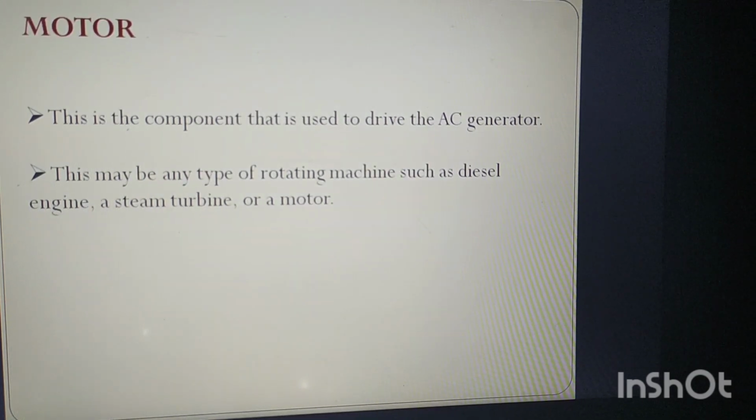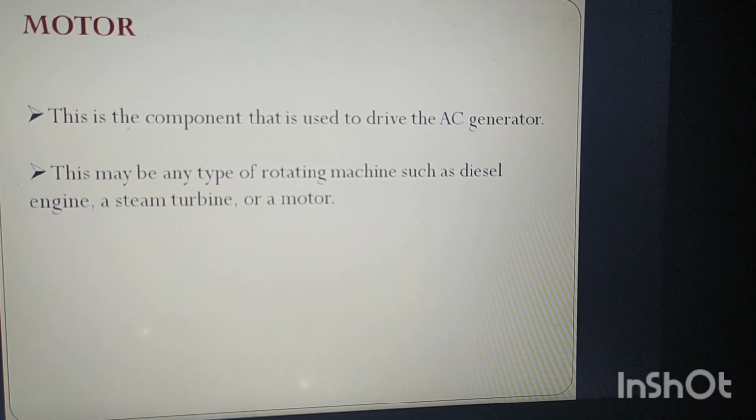Now what is a motor? It is a component which is used to drive the AC generator. Some power is needed to drive this AC generator, and this power is supplied by using this motor. There may be any type of rotating machine used as this motor. For example, it can be a diesel engine, or we can use a steam turbine as a motor.